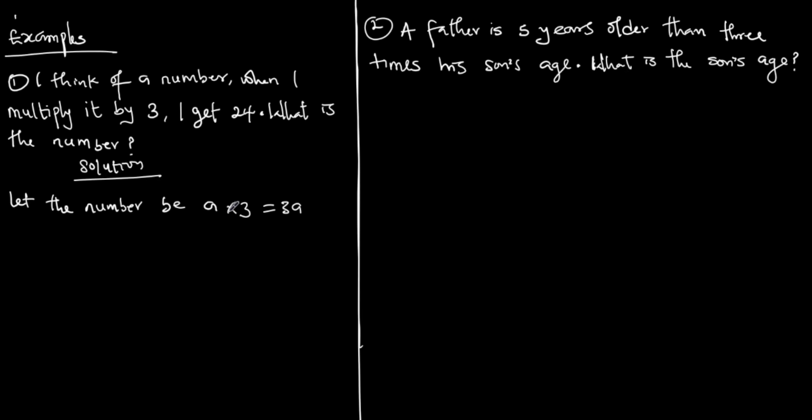So very simple. Multiply the number by 3, I get 3A. So when I get 3A, the result is equal to 24. And we have our equation. I think of a number, the number is A. When I multiply it by 3, that is 3A, I get 24. 3A equals 24. What is the number? What is A?